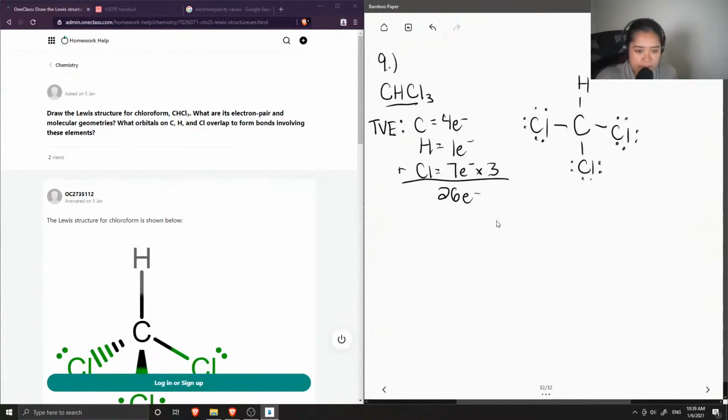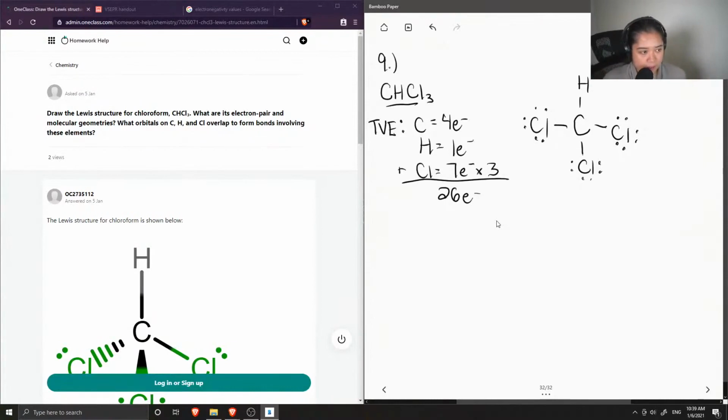So now let's count out all the electrons I've drawn so far. Each bond contains 2 shared electrons, and we have 4 bonds, so that's 8. And then each chlorine has 6 valence electrons, so 6 times 3 is 18. So we have a total of 26 electrons in this structure.